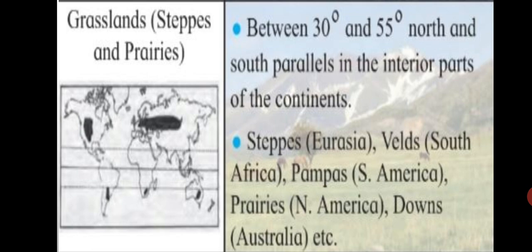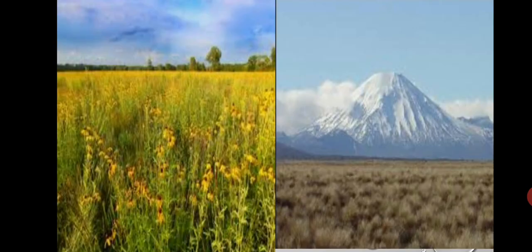They are called steppes in Eurasia, veld in South Africa, pampas in South America, prairies in North America, downs in Australia, etc. Regarding climate, summer temperature is around 27 degrees Celsius. Winter temperature is below 0 degrees Celsius. Mean annual rainfall is 400 to 600 millimeter. Rainfall is mostly during summers.